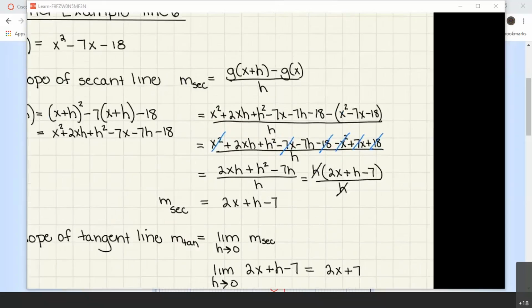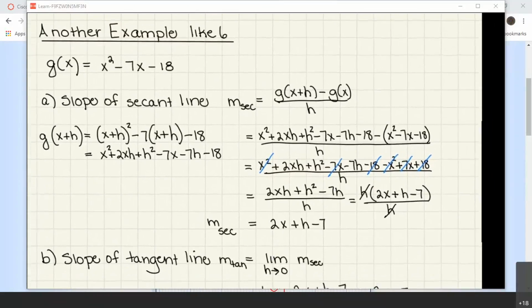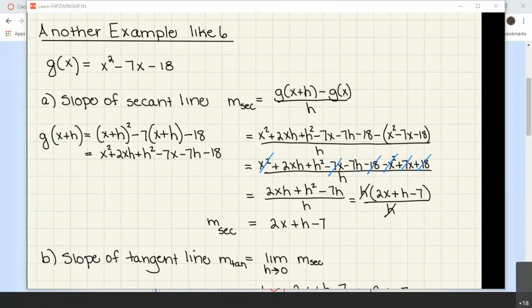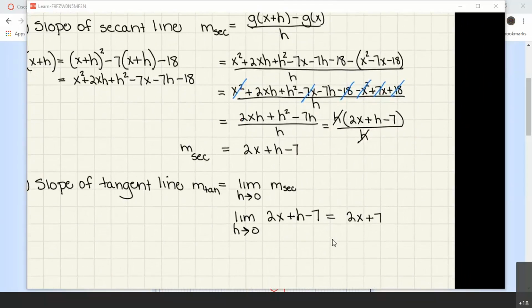it's a slope, right? This just asked you to find the slope of a secant line, but it didn't give you a point. Okay, so it's asking you to come up with an expression for the slope. Okay, and that expression is 2x plus h minus 7. Then take the limit of that expression as h approaches 0. This is the derivative of this. So another way I could put this is g prime of x equals 2x plus 7.